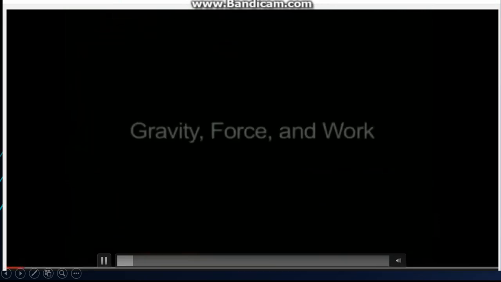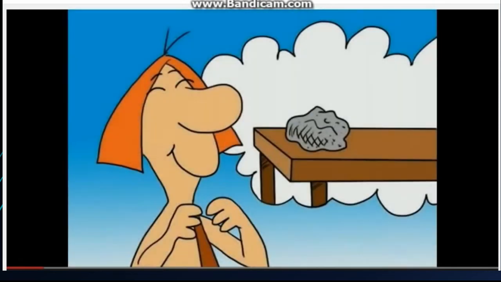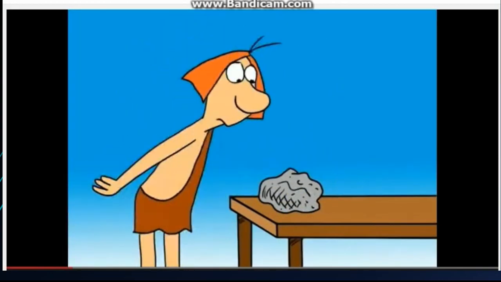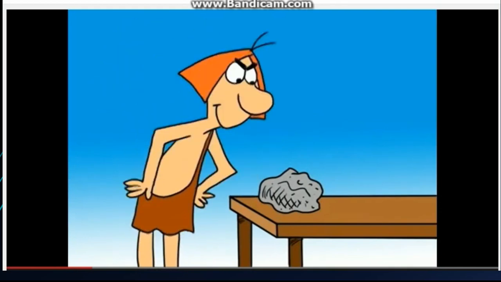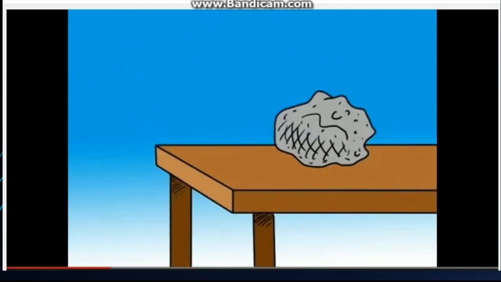Suppose you wanted to move a small rock. You couldn't do it just by wishing the rock would move. And you couldn't do it by magic. And you couldn't do it by ordering the rock to move. There's only one way you could make the rock move, and that's by making a force act on it.